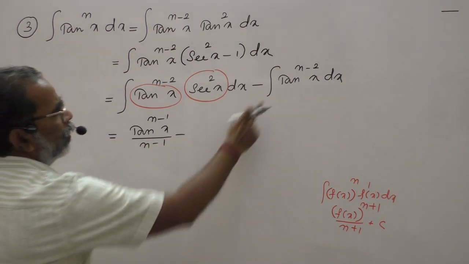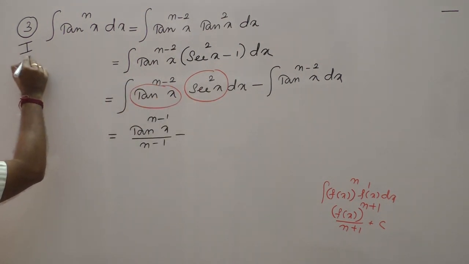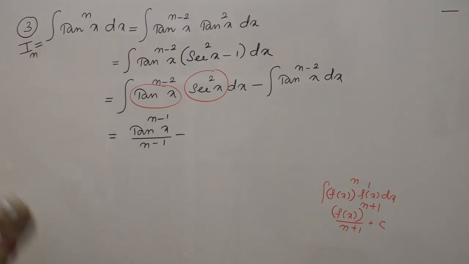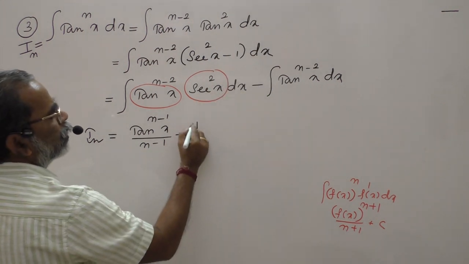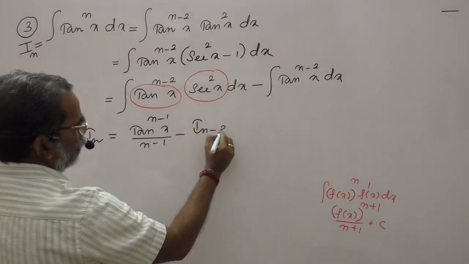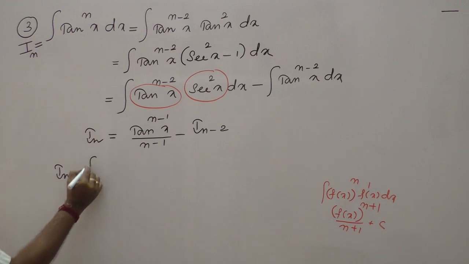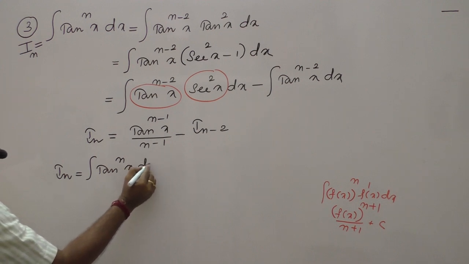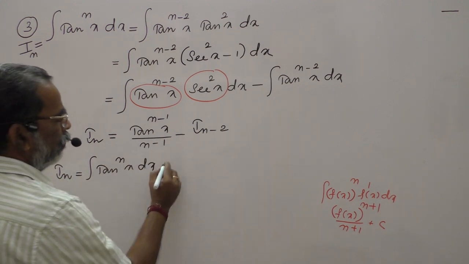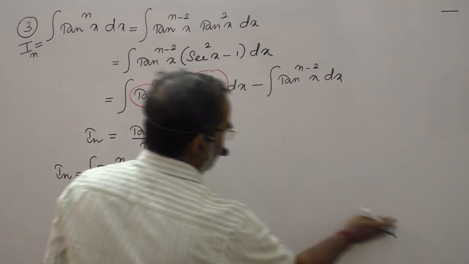Next, minus. What is this? I will denote this given integral by I n. If I denote this by I n, what will be that one? That is power n minus 2, no? And that can be written as I n minus 2. That's all. Therefore, if I denote integral of tan power n x dx by I n, then this integral will have the reduction.